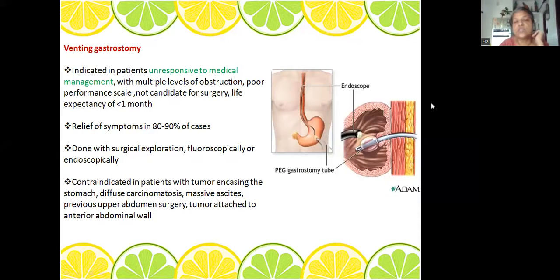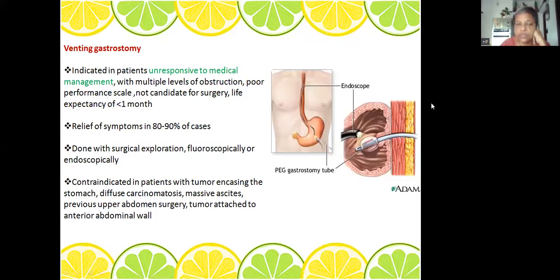Now, when is a venting gastrostomy done, what we call as a PEG? Usually it is indicated in patients unresponsive to medical management. If medical management is being done and the patient is not responding, then we can go for a gastrostomy. With multiple levels of obstruction, poor performance scales, not a candidate for surgery, and life expectancy of less than 1 month, in such patients we can go for a venting gastrostomy. This will relieve about 80 to 90% of cases.